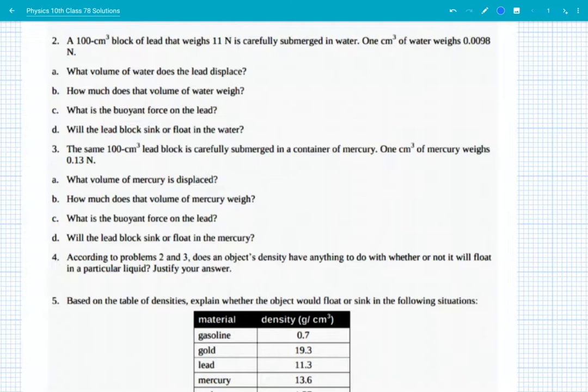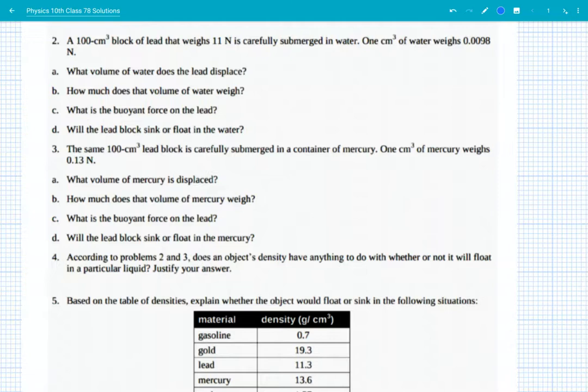If not, rewind and play it slower on YouTube. So this number, like we did earlier, 0.13 times 100 will give us the weight of 100 centimeters cubed of mercury. So that's 13 newtons would be the weight of 100 centimeters cubed of mercury. So the first question, what volume of mercury is displaced?